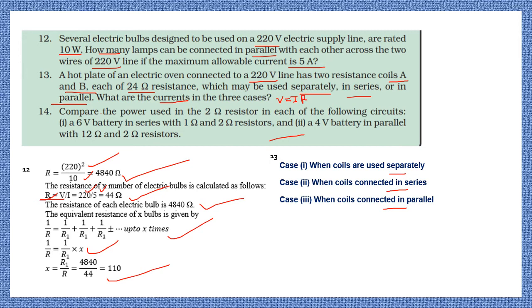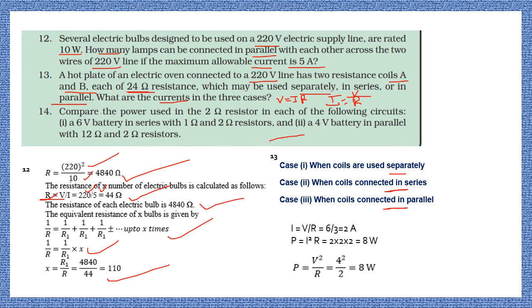ओके, अब यहाँ पर I is equal to V upon R. ओके, V तो आपके पास है 220 वोल्टेज. R you have to find out. तो फर्स्ट केस में R कितना होगा? 24 ओम, तो आंसर आ जाएगा. सेकेंड केस में 24 प्लस 24 बिकॉज दे आर कनेक्टेड इन सीरीज, 48 ओम, और थर्ड केस में 1 by 24 प्लस 1 by 24, 2 by 24, 1 by 12. So 1 upon r is equal to 1 by 12. R will be 12. So in all three cases you can find out the answer. Okay.